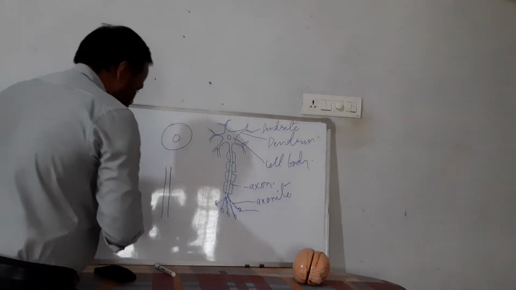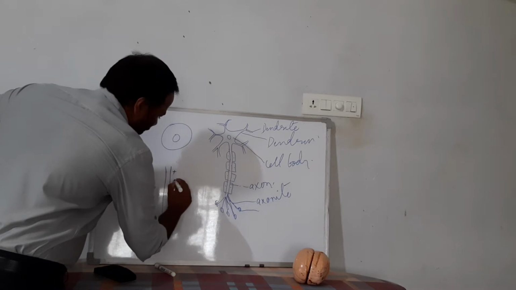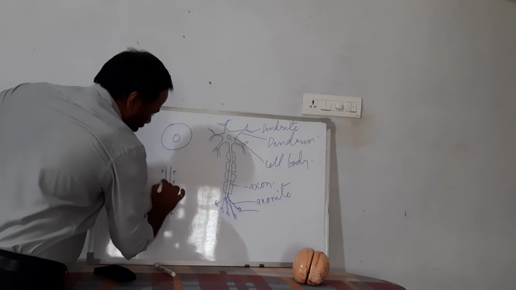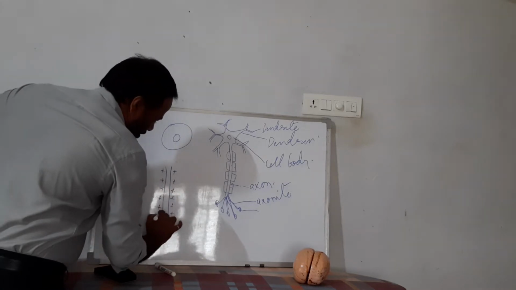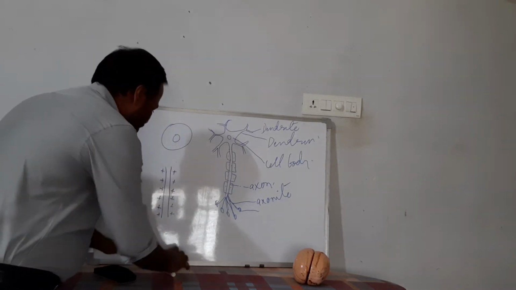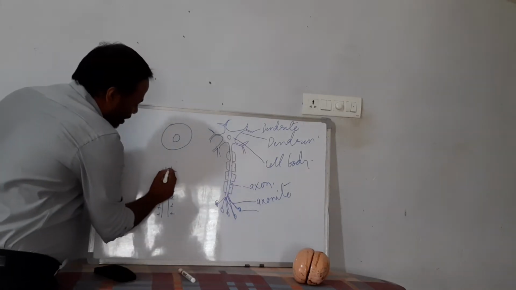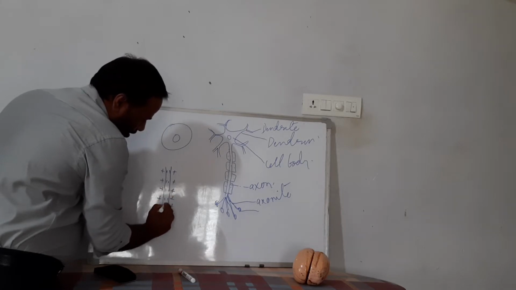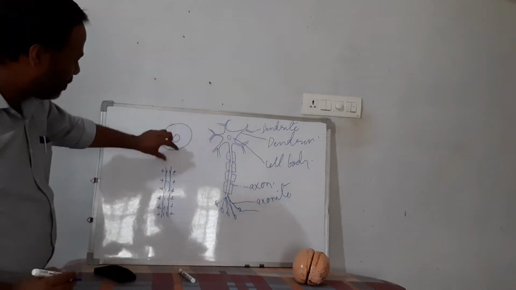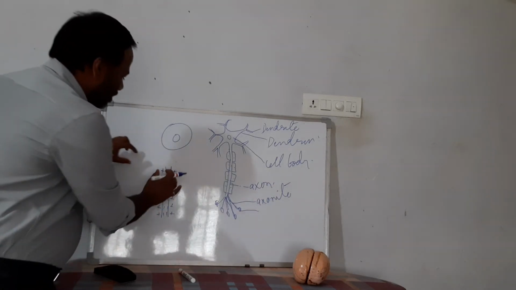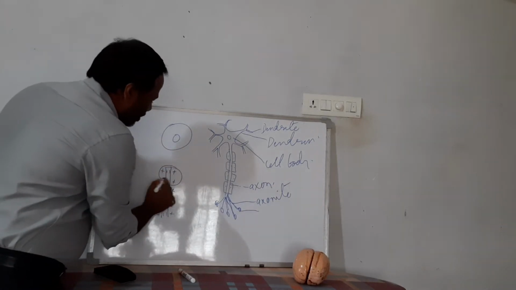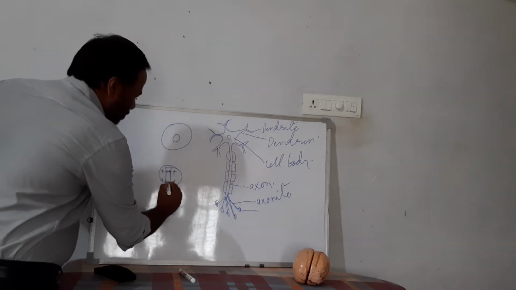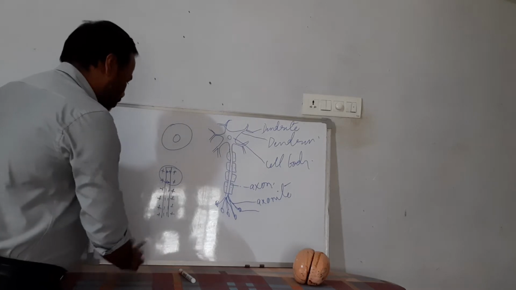Here it is positively charged. Okay. Outside is positively charged. Inside negatively charged. Inside negatively charged. Okay. This is negatively charged. When the impulse reaches here, when the message is reaching here, the positive comes inside. Positive comes inside and negative goes outside, like this.